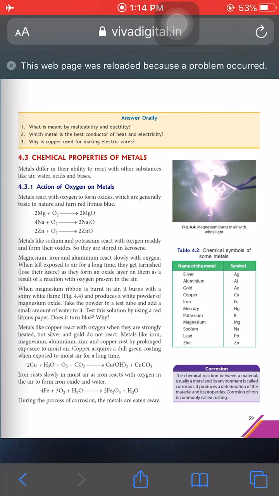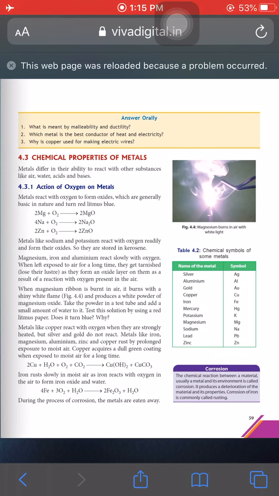So Mg stands for magnesium. O2 is oxygen gas. When these two combine they form a metal oxide, that is magnesium oxide, and magnesium oxide is basic in nature. Similarly for sodium and zinc.